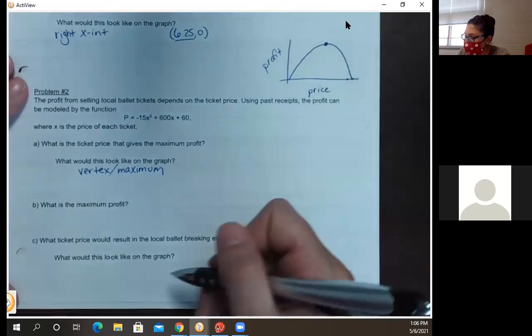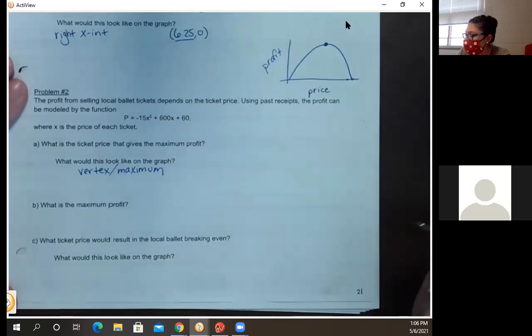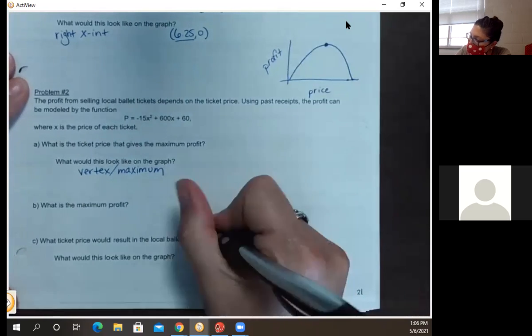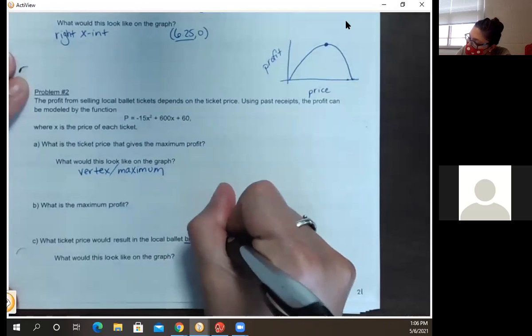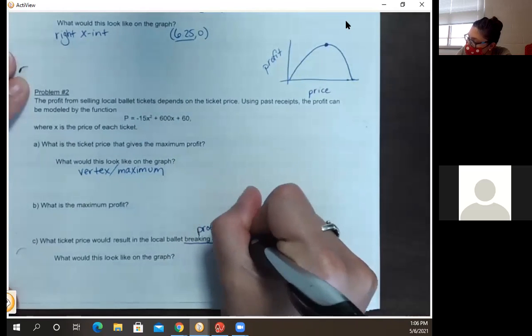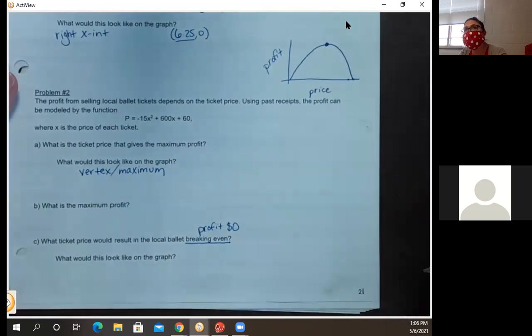And then for C, what ticket price would result in the local ballet breaking even? So breaking even means that we have a profit of $0. We haven't lost any money, but we haven't made any money either. That's breaking even. What key feature will I look for on the graph to see where my profit is 0?